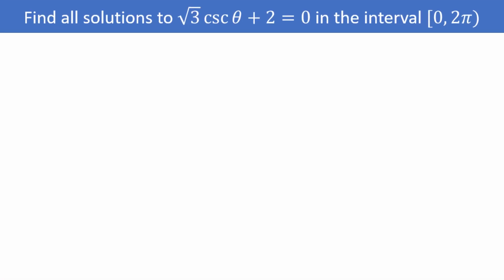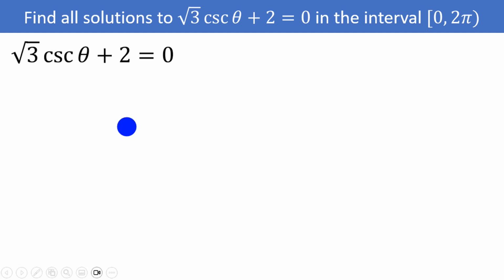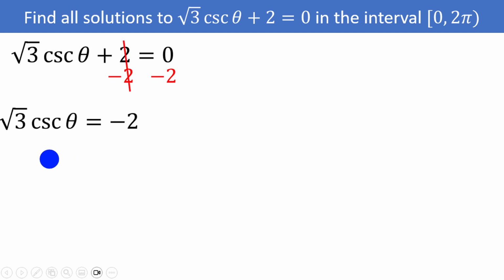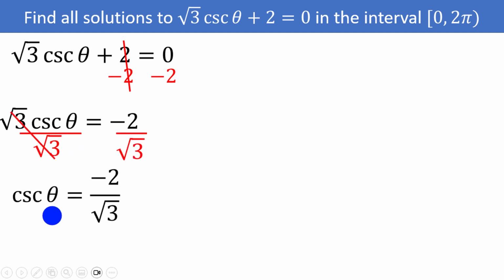Let's try another problem. We are asked to find all solutions to square root 3 cosecant of theta plus 2 is equal to 0, again on one revolution of the circle. So our first step will be to subtract 2 from both sides of the equation. We will get square root 3 cosecant of theta is equal to negative 2. Let's divide both sides by the square root of 3. We will get cosecant of theta is equal to negative 2 over the square root of 3.